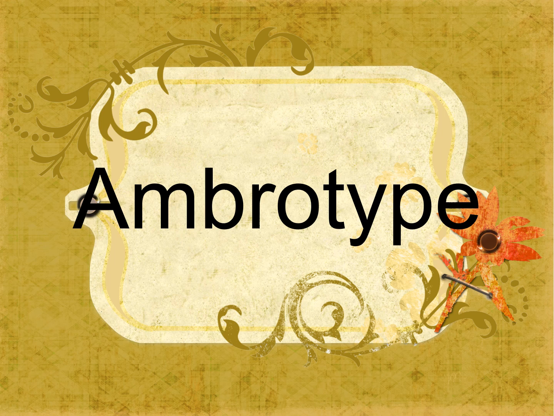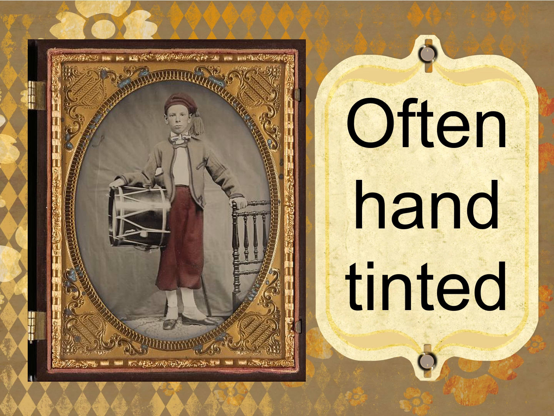Named for the American photographer James Ambrose Cutting, the technical name for an Ambrotype photograph is collodion positive. The photographic emulsion was directly deposited onto glass. They were then placed in a protective case with a dark black piece of fabric or paper behind them. You almost never find an ambrotype without the protective case. They are just too fragile to survive without them.